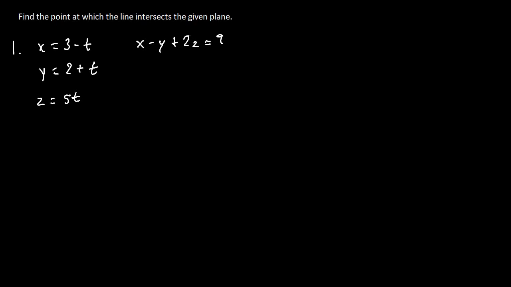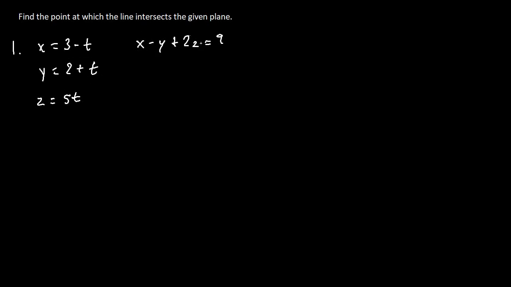So given this information, all we have to do to find the point of intersection is to plug in each of these parametric equations into the equation of the plane. So if x is equal to 3 minus t, we'll plug that in for x. If y is 2 plus t, we'll plug that in for y, and then we'll plug in 5t for z. And so what we do is we solve for t, and then we'll go from there.